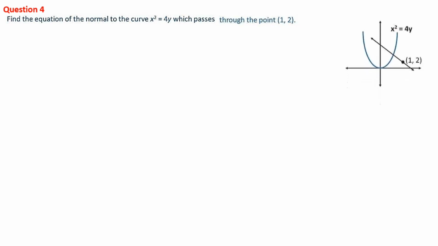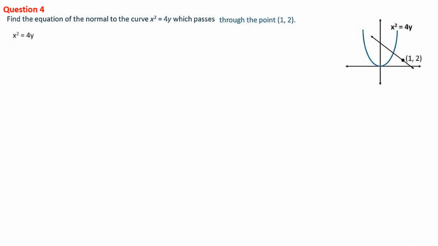Next we shall discuss question number 4. Find the equation of the normal to the curve x square equal to 4y which passes through the point 1, 2. Here the equation of the curve is given, x square equal to 4y. Roughly we have drawn it like this, and we have to find the equation of the normal to the curve. The normal is passing through the point 1, 2. We have to find the equation of the normal, that is the question.